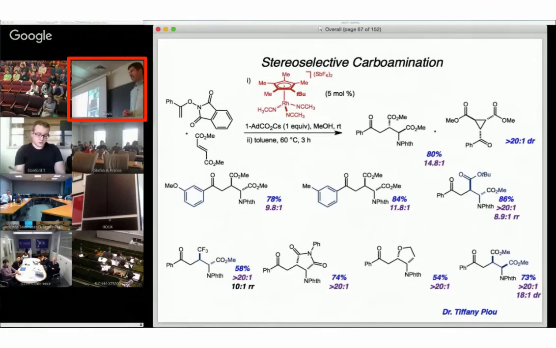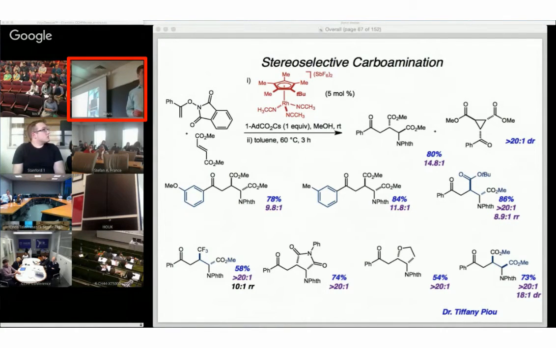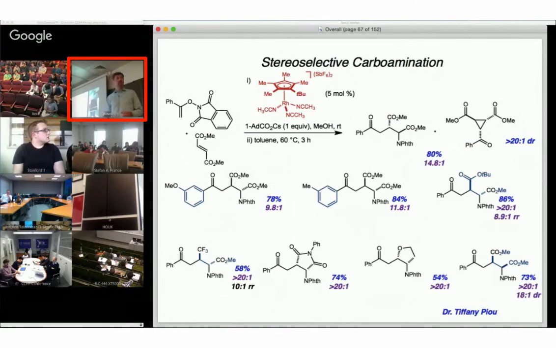The optimal catalyst is this t-butyl tetramethyl cyclopentadienyl, the enol of CP-TIF, as we call it sometimes in the group. Cesium adamantyl carboxylate, methanol at room temperature. There's this two-step process, as you can see. With the second step, we add toluene and heat it up. And there's a reason for that I'll get to in just a second. Here, you can see that the yield is in blue, and the number in purple below it is product selectivity. So the top line is 14.8 to 1, carboamination over cyclopropanation. And the rest of it is scope.